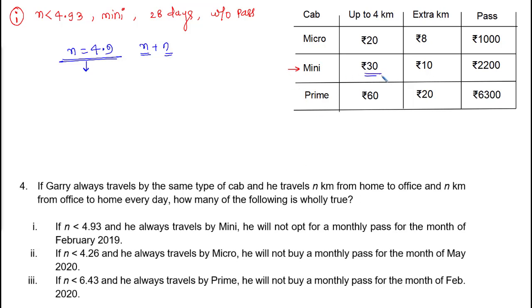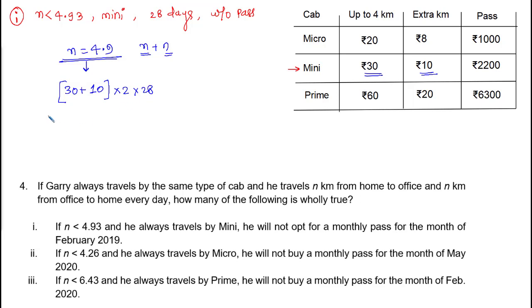Mini cab: for first 4 kilometers 30 rupees, and for the next 1 kilometer or its part, even if I travel 0.9 kilometer extra, I need to pay for 1 complete kilometer. So for that extra 0.9 kilometer, I need to pay the charge of an extra kilometer, that is 10 rupees. So 30 plus 10, that is 40 rupees, is the expense for one-way travel of n kilometer. We need to travel n plus n, so into 2, and we need to travel 28 days, so into 28.